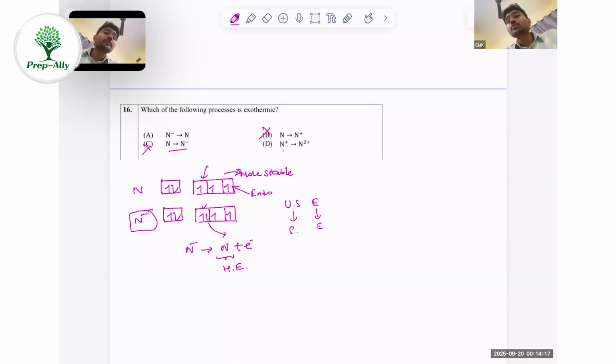N plus to N2 plus: already one electron is lost, and now you are removing one more. When one electron is lost, effective nuclear charge increases, so it attracts the remaining electrons more. So the second electron removal is more difficult. Always the second ionization potential is more compared to the first, unless there is a stable state like inert gases in between. Otherwise, effective nuclear charge increases with the charge. So this is also not our answer. The only answer is option A.